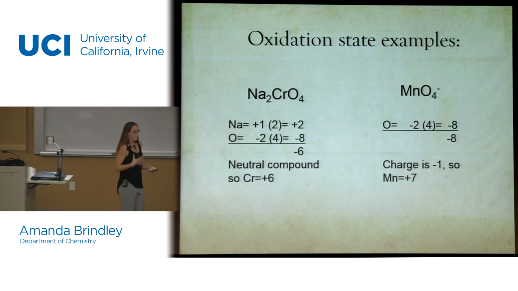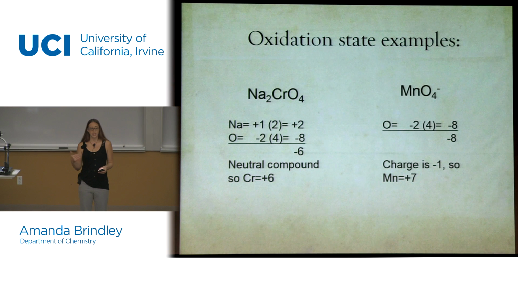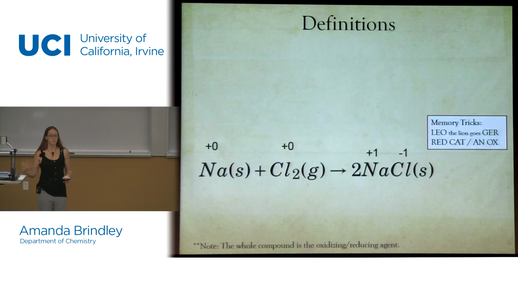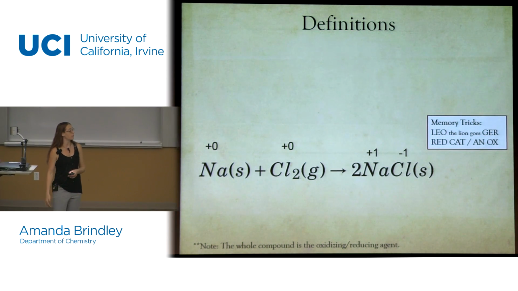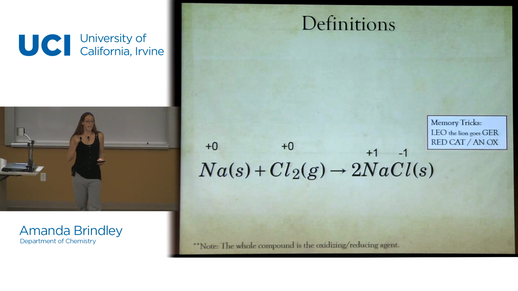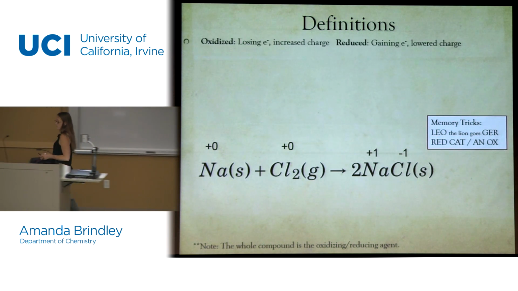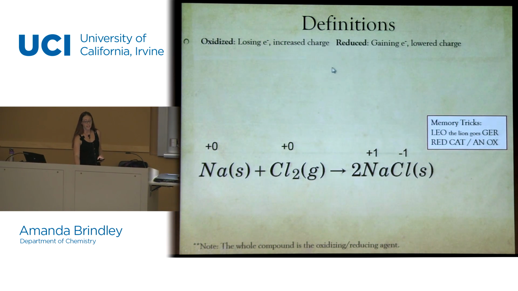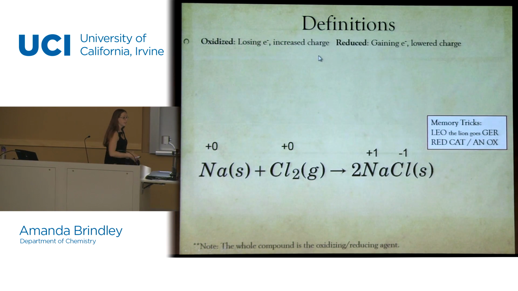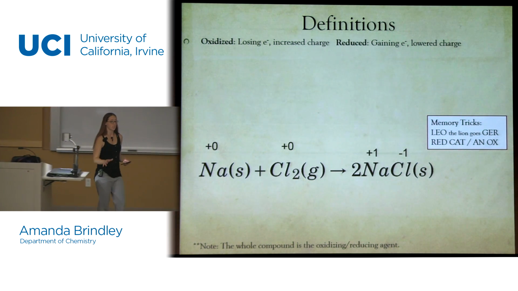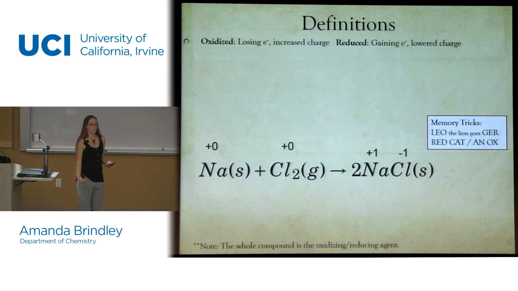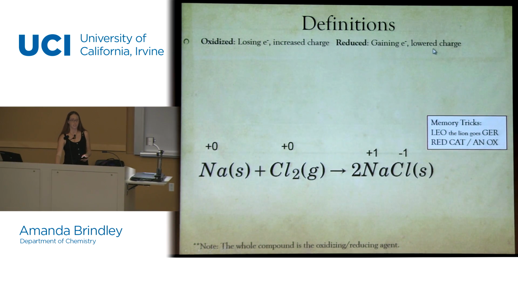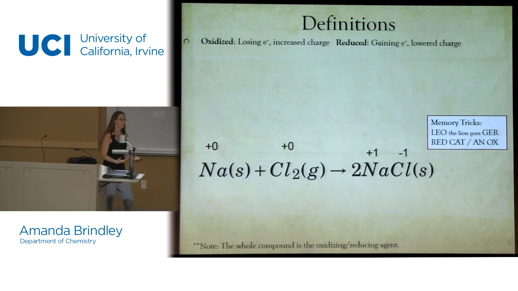Along those lines then, there's a bunch of definitions that we need to use to talk about this. When we talk about whether something is happening, we want to be able to use common language between everybody, and that's where all these definitions come in. First off, oxidation and reduction. Oxidized is going to be losing an electron or increasing the charge. It gives away its electrons, and so it becomes more positive. Reduction is the opposite. It's gaining electrons, so your charge is being reduced, being lowered.